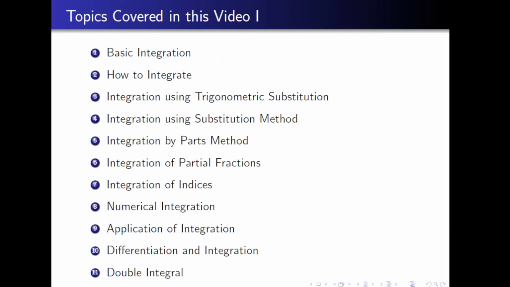Integration using trigonometric substitution will be the third video. Then the fourth one will be integration using substitution method, followed by integration by parts, integration of partial fractions, integration of indices, numerical integration, how to apply integration in daily lives or applications of integration. Then we are going to compare the similarities and differences between differentiation and integration.